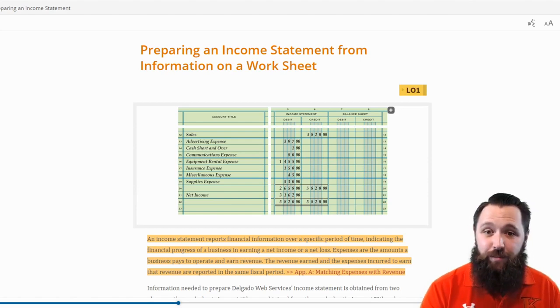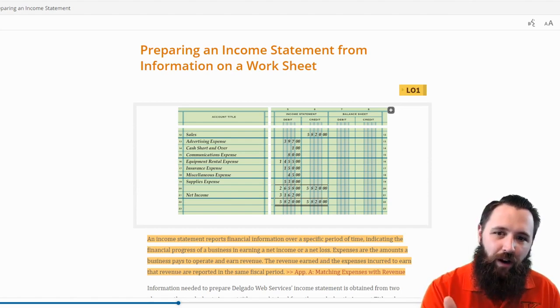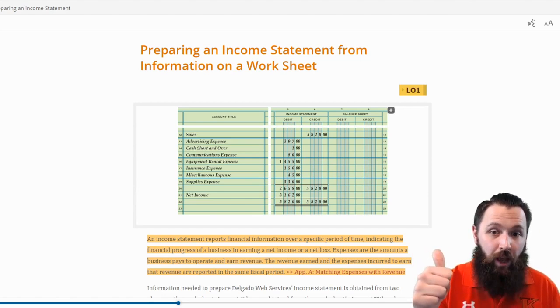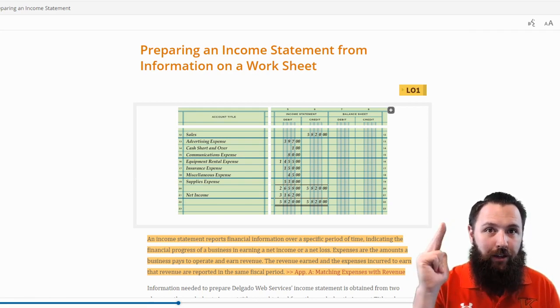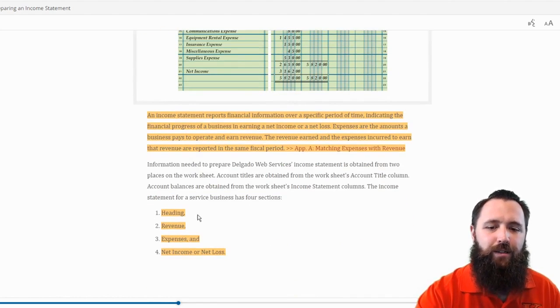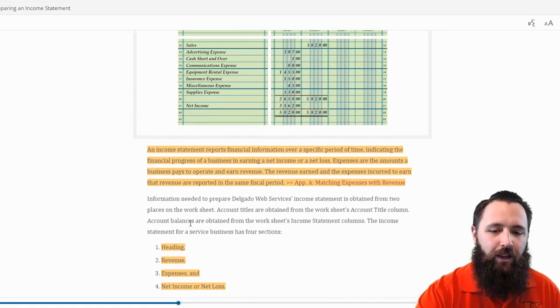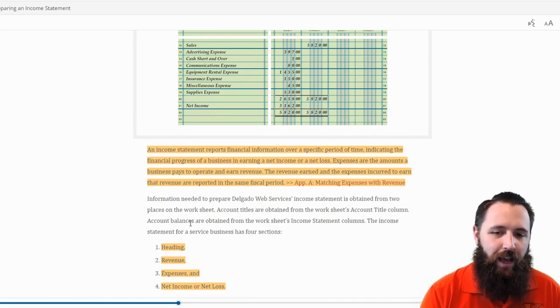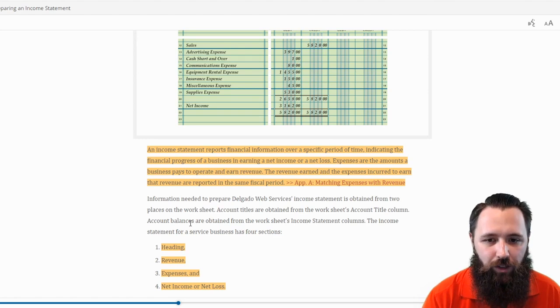Now, an income statement, if we look at what we prepared on our worksheet here, is what? It's our sales or our revenues, and then it's all of our expenses. And after that, we're using our revenue and expenses to calculate a net income or a net loss. There's really three big components of this. Our book's going to say 4 because it's going to say heading, but in reality, it's just our revenue, expenses, and our net income or net loss. The heading is the heading. We do that for every financial document.